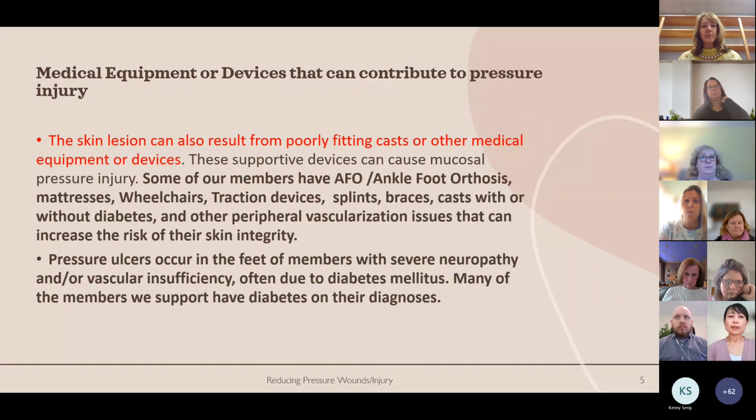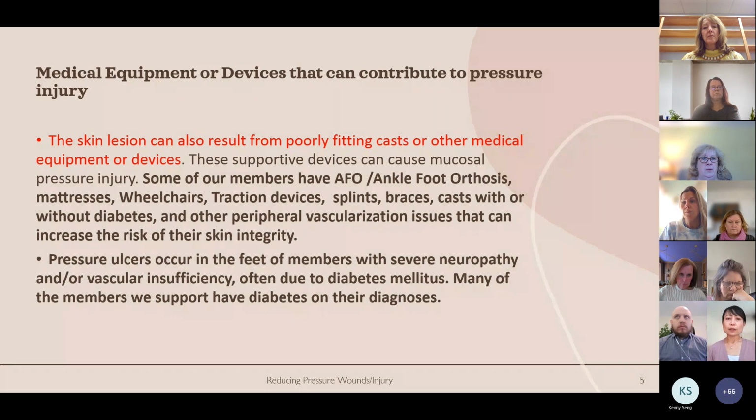Medical equipment or devices that can contribute to pressure injury. The skin lesion can also result from poorly fitting casts or other medical equipment or devices. These supportive devices can cause mucosal pressure injury. Some of our members have ankle foot orthosis, mattresses, wheelchair, traction devices, splints, braces, casts, with or without diabetes, and other peripheral vascularization issues that can increase the risk to their skin integrity.